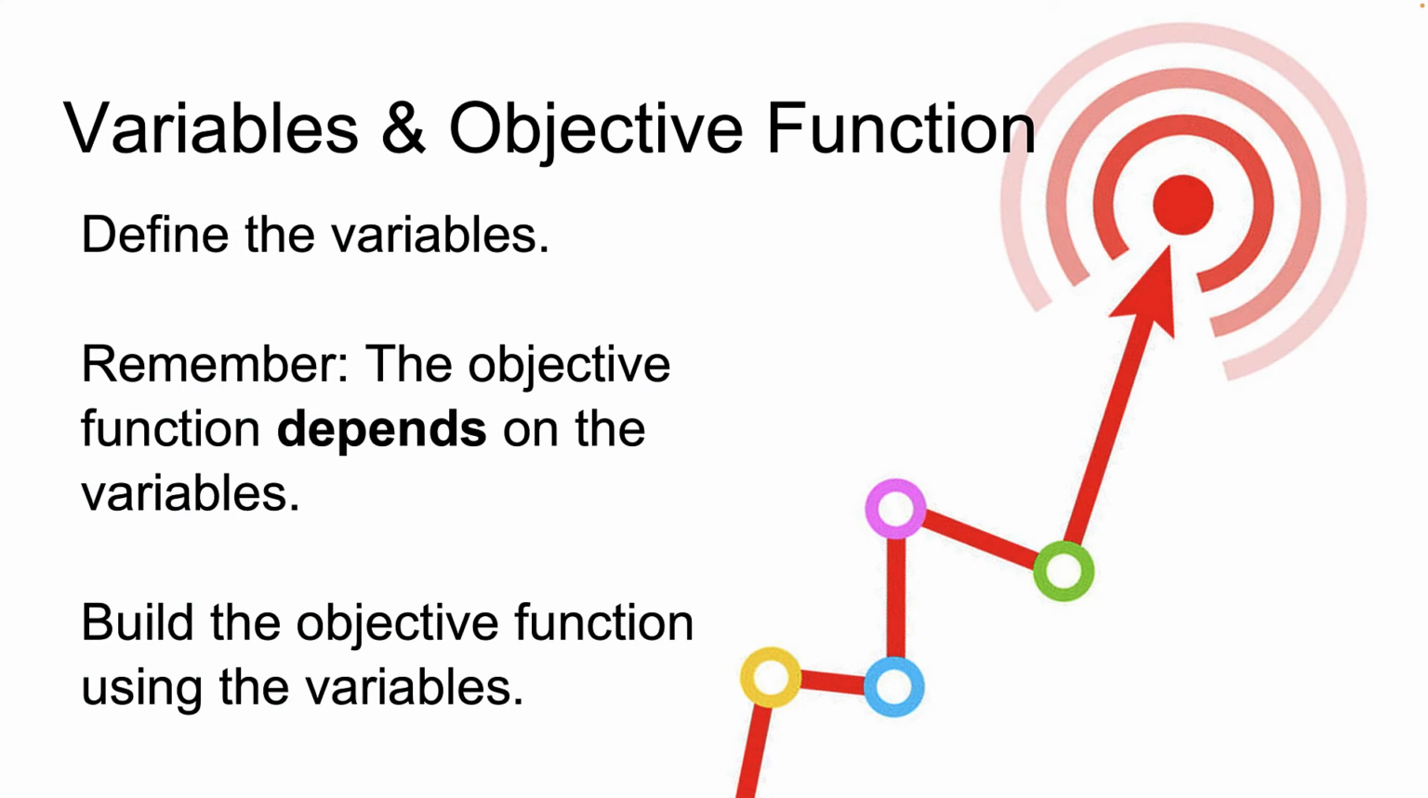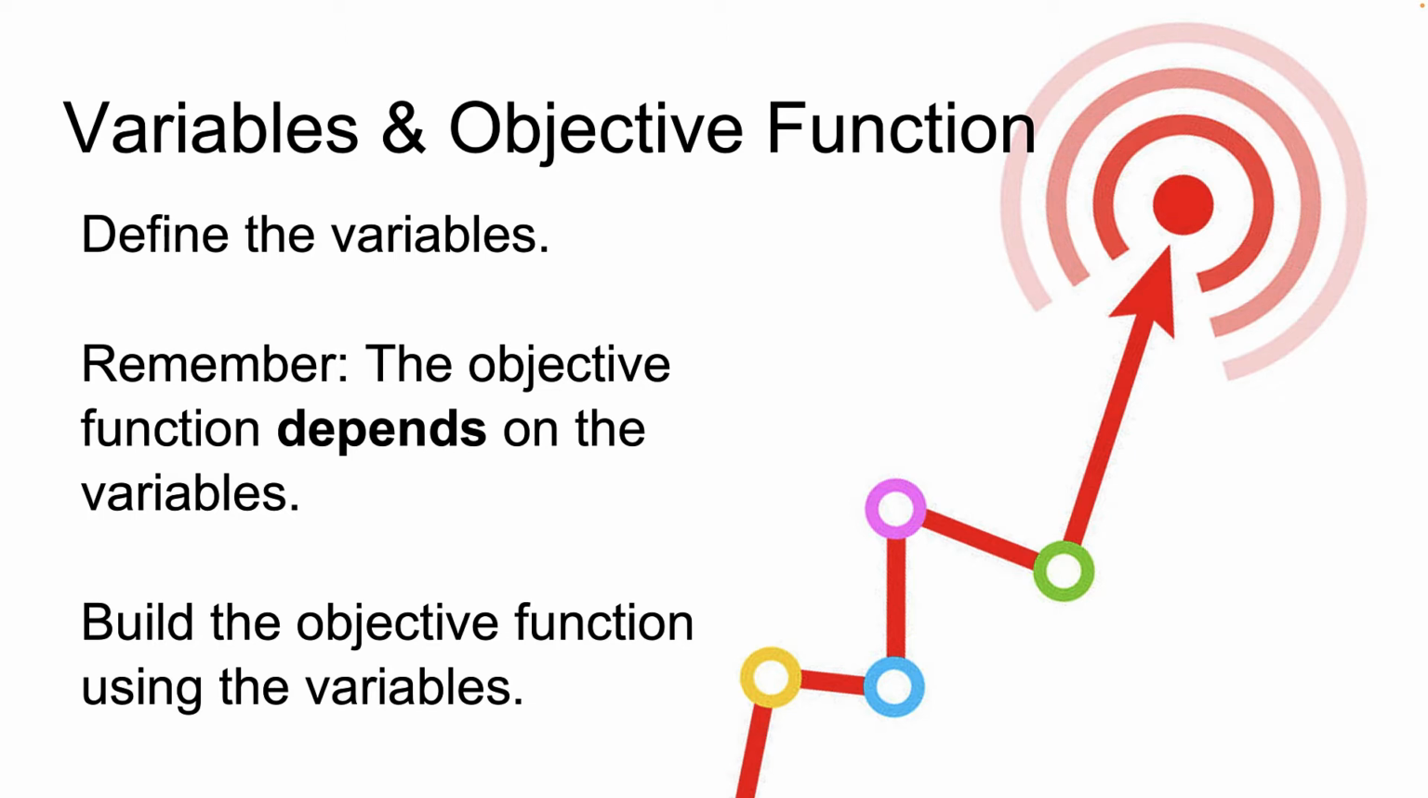Now that we've identified the variables and the objective, let's get more specific. Specifically, we need to define the variables. This means literally you need to pick a letter to represent each quantity. Oftentimes students will tell me that they have the hardest time deciding what the variables in the problem are. Remember, the objective function depends on the variables. We're going to build the objective function using the variables.